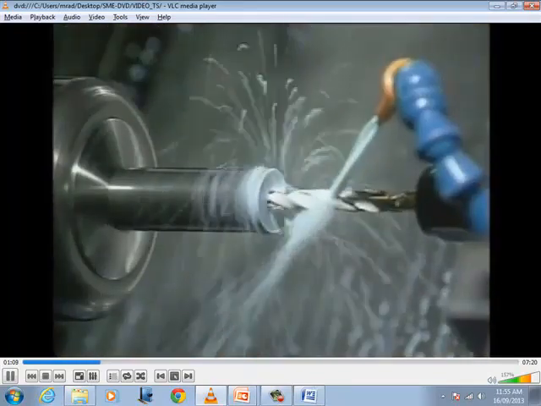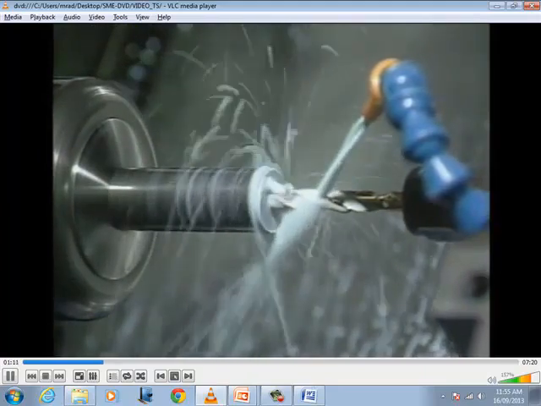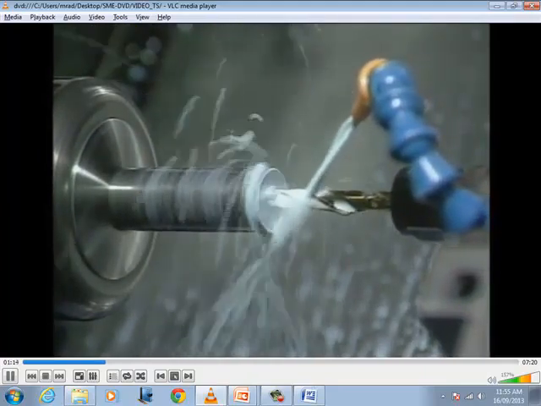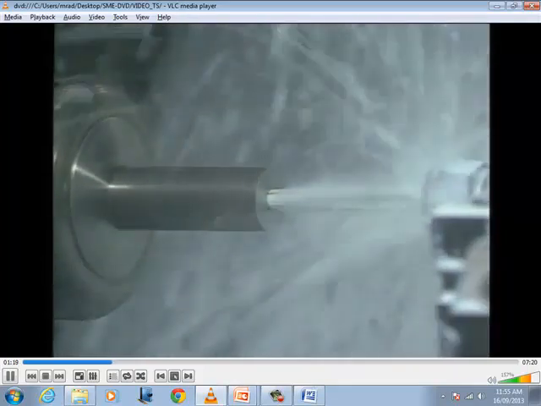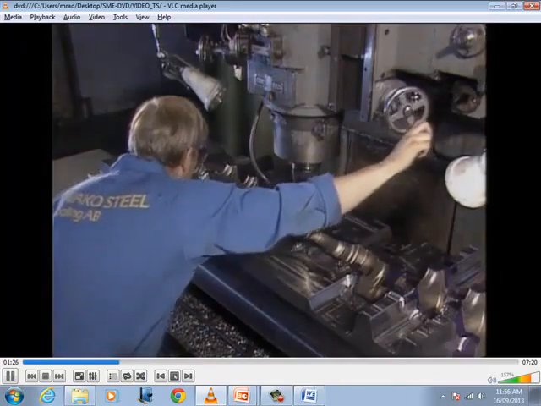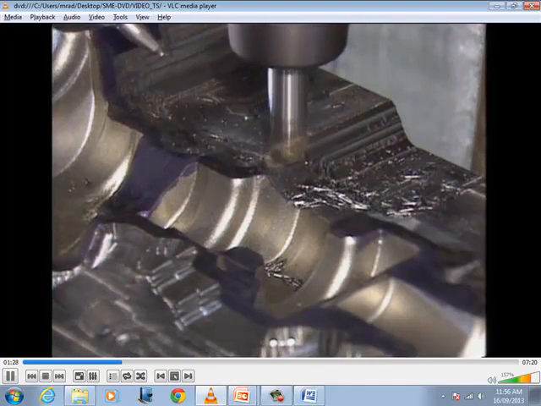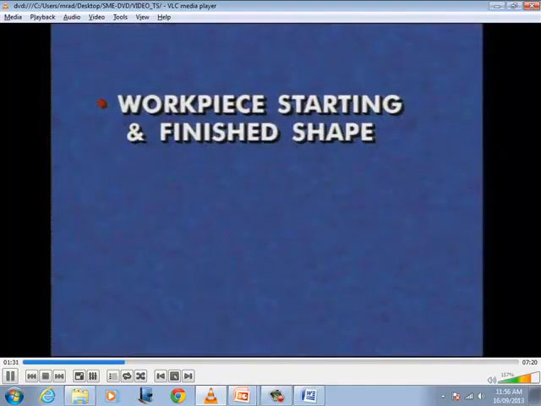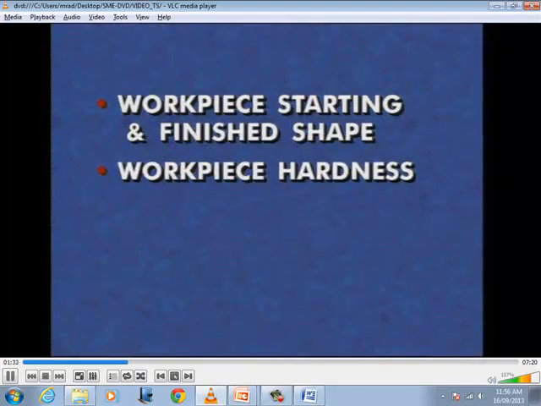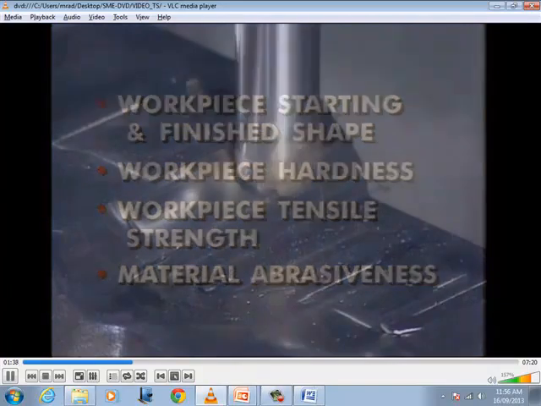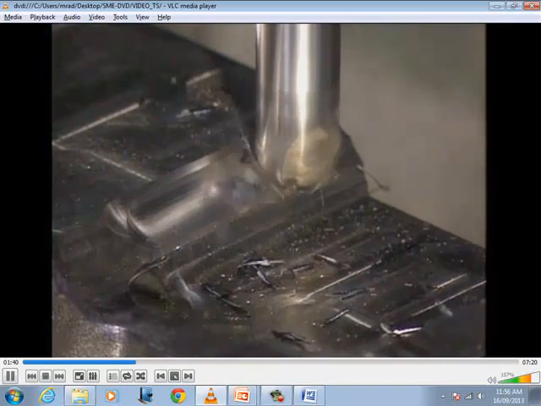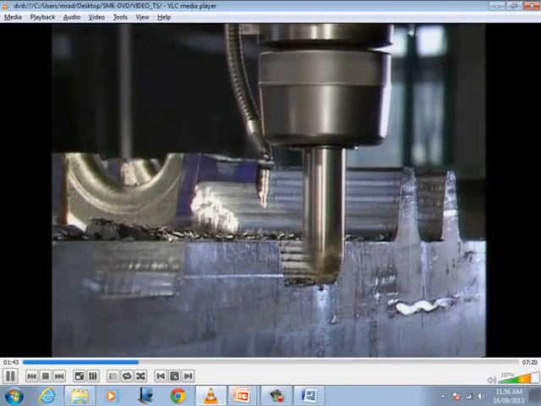Additionally, the number one error when formulating tooling selections is calculating monetary savings based on lowest cost per tool rather than on maximized productivity and extended tool life. To effectively select tools for machining a part, a machinist must have specific information about the workpiece, such as the starting and finished shape, the hardness, the tensile strength, and abrasiveness of the material. These factors all influence the interaction between the tool and the work.